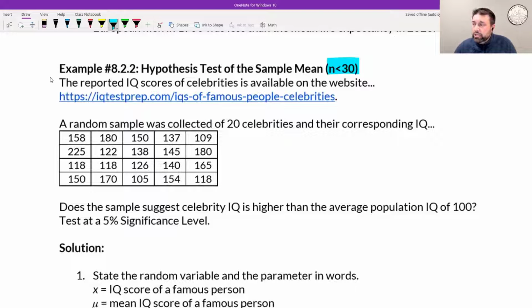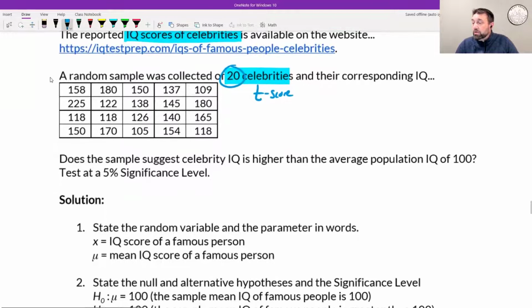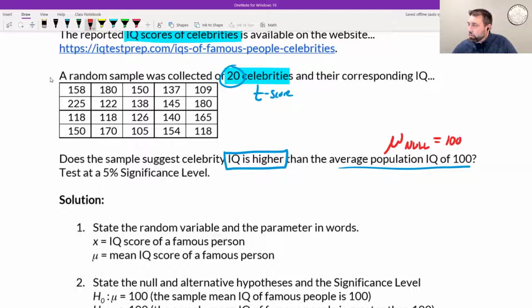This was the IQ scores of celebrities. We randomly selected 20 celebrities. So you're thinking, okay, I need to use a t-score for this because this value is less than 30, right? And we want to know, does our sample suggest that celebrity IQs are higher than the average population of 100? So this is our null mean, 100. This is the accepted population IQ score. That's the average IQ score of the entire population.